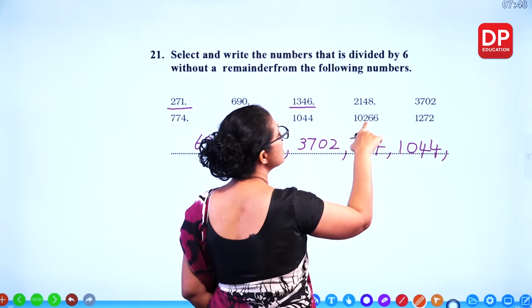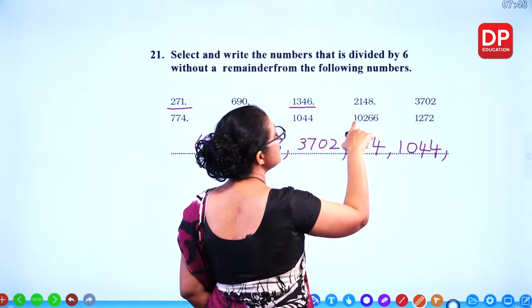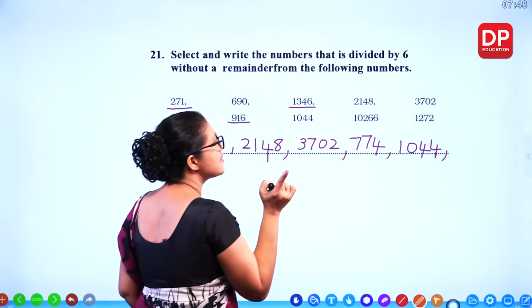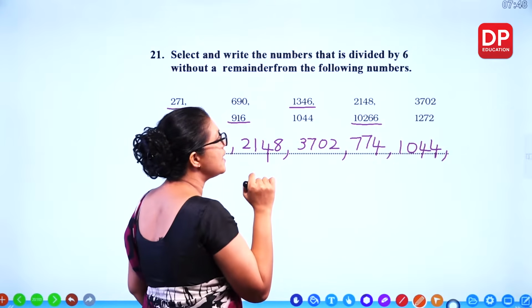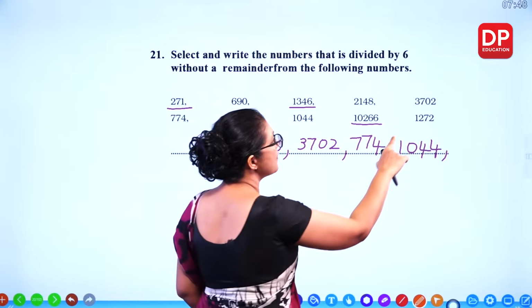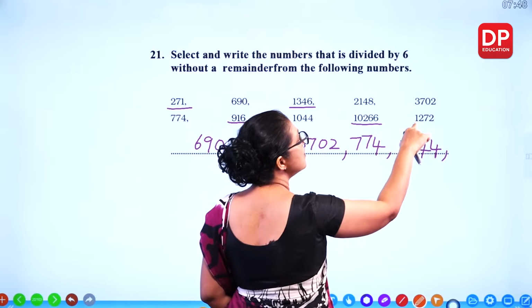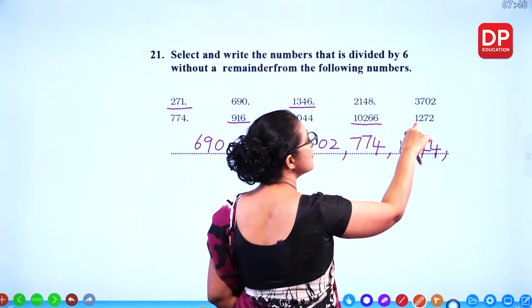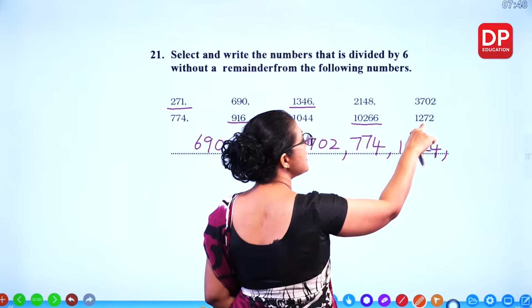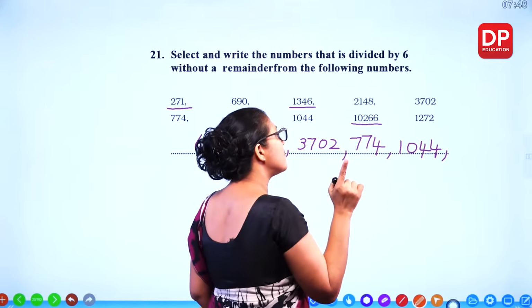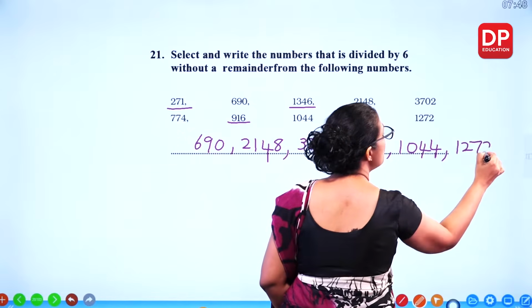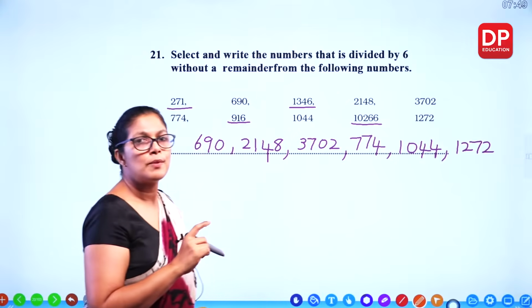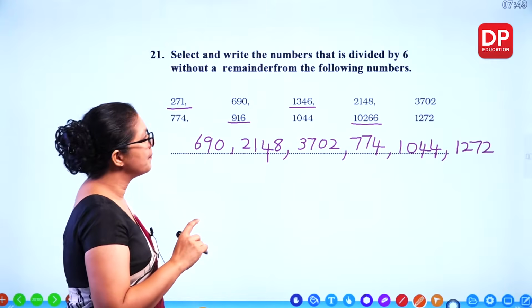Then digital root. 9, 10, 16. 6 plus 1, 7. So that's not divisible by 3. This one even number. Look at the digital root. 3, 3 plus 7, 10. 10 plus 2, 12. It's divisible by 3 as well as 2. So definitely divisible by 6.